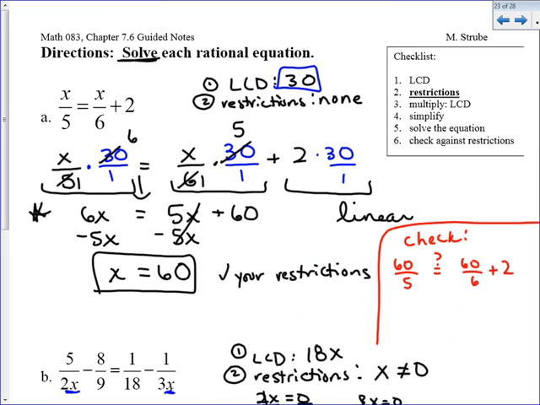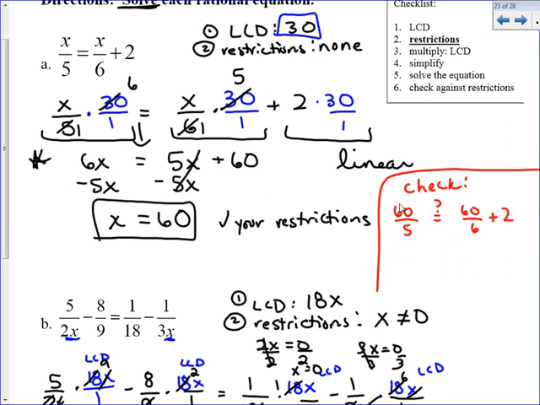So if our answer is a solution, this should work out. So 60 divided by 5 is what? Close. 12. So what should happen is I should get 12 on the other side. So 60 divided by 6 is 10 plus 2. Okay, so it works because I got the same thing on both sides. That's how we know a solution's true.